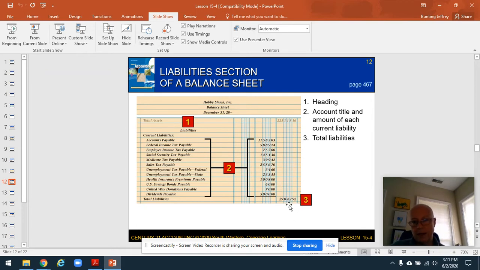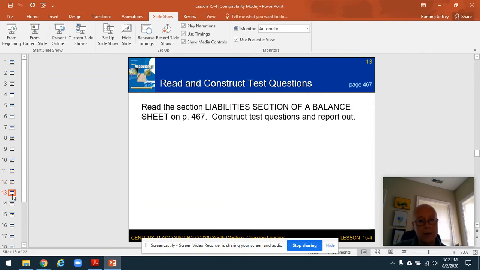So total liabilities. So can you guess what's next? We have our total assets and our total liabilities. And they don't match, do they? So we've got to figure out where the difference is. And you remember the accounting equation, what is it? Yes, assets equals liabilities plus owner's equity. So now we've got to go into our equity section.